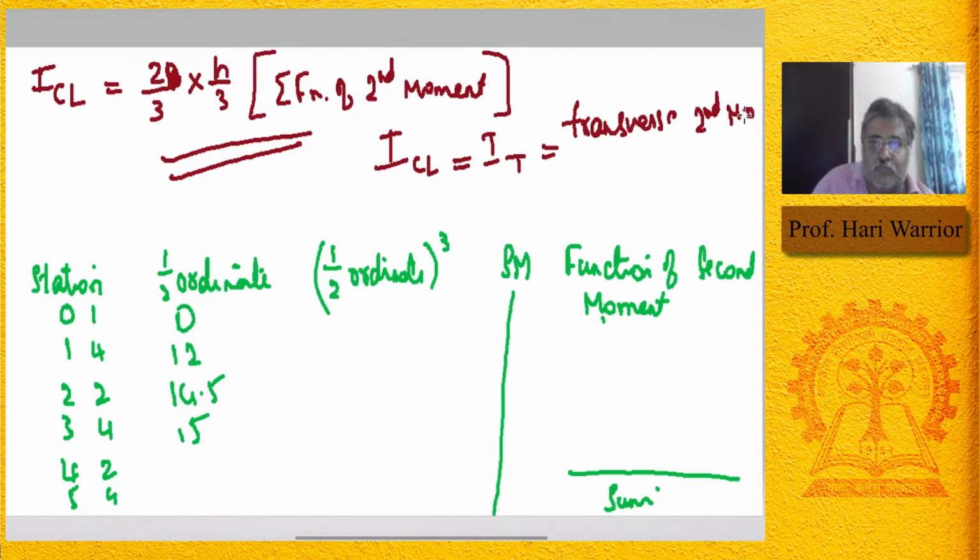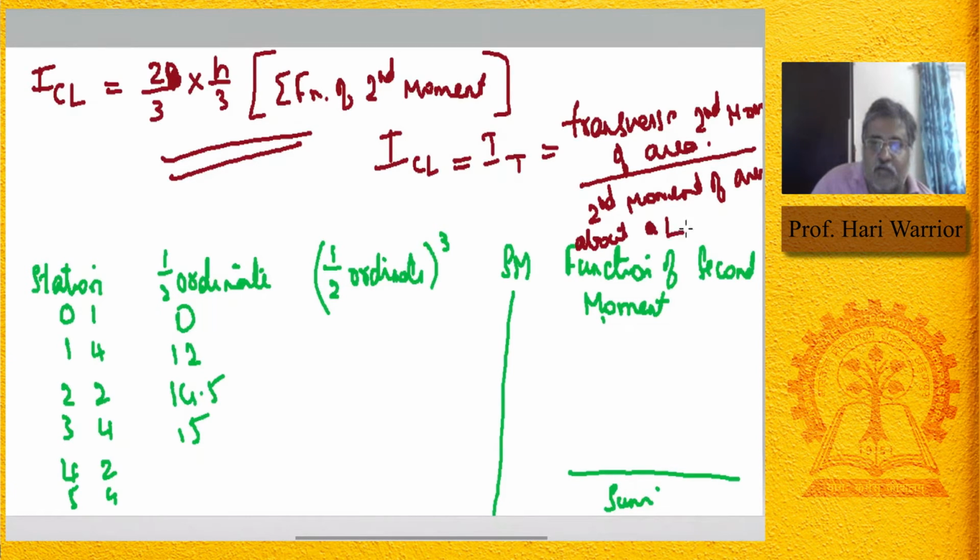Transverse second moment of area, which is basically the second moment of area about a longitudinal axis, which is basically the center line. Remember these terms: longitudinal axis, center line, all those things. So this basically gives you that.